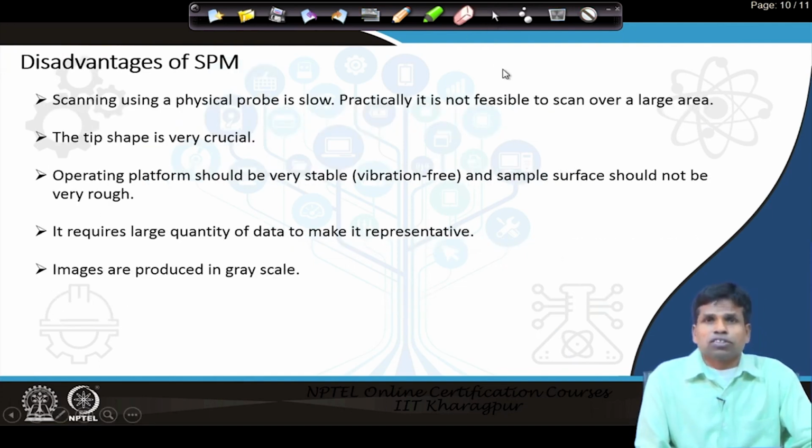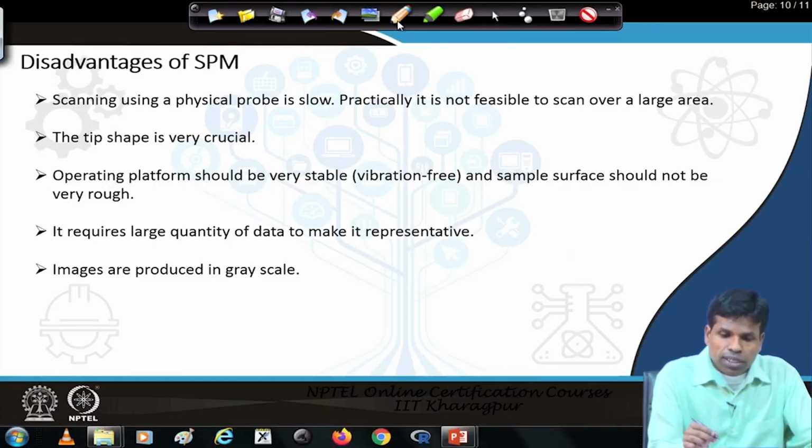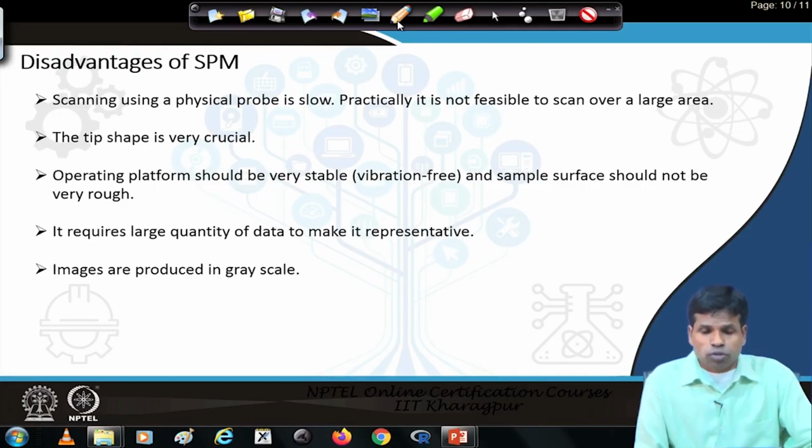And there are certainly some disadvantages. All techniques have certain advantages and certain disadvantages. One of the major disadvantages is that it is a slow process, as we have discussed, and practically not feasible on a large area. The tip shape is very crucial. If the tip is not atomically sharp, then we will not get information at that level. The operating platform should be very stable, which means it should not vibrate even at the angstrom level, otherwise the signals will not be accurate.